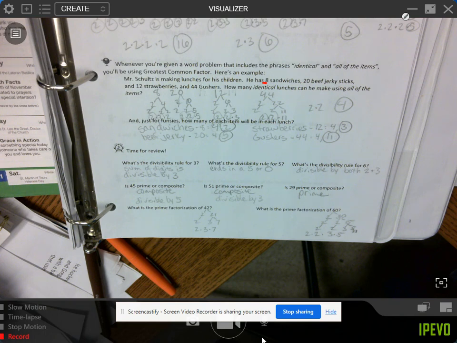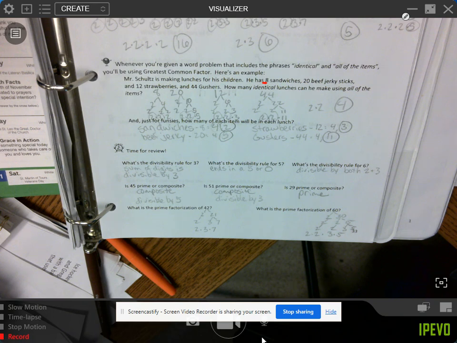Is 29 prime or composite? It is prime. We cannot divide it by anything else. What is the prime factorization of 42? It is 2 times 3 times 7. No other answer. 2 times 3 times 7. That is the answer.